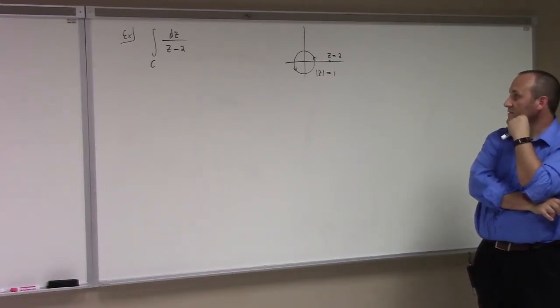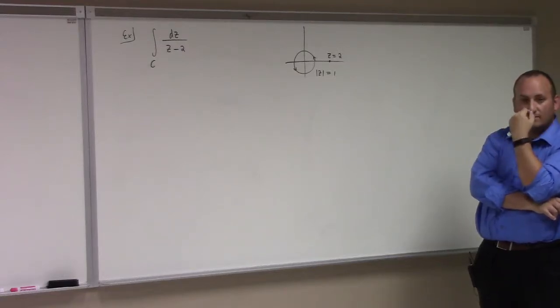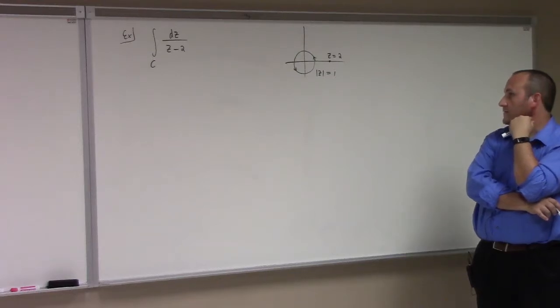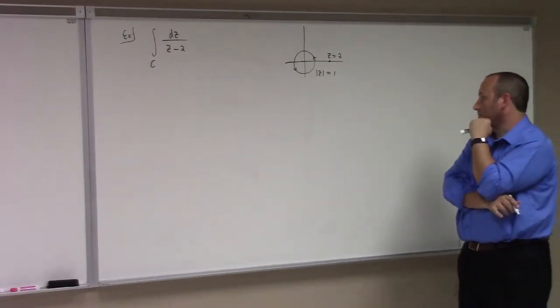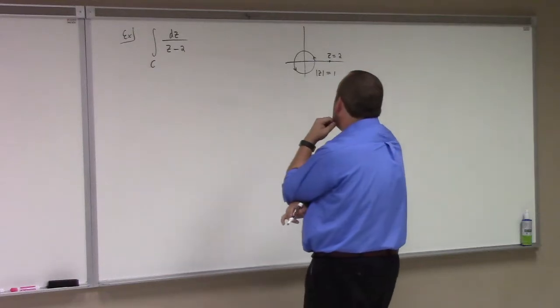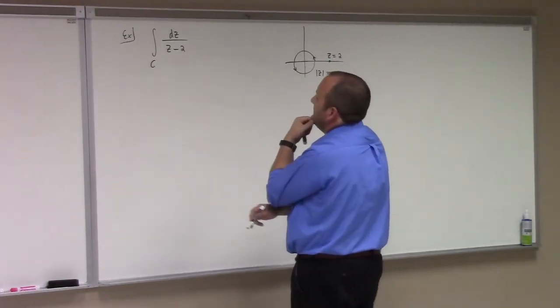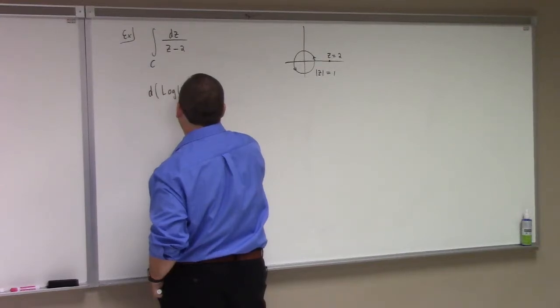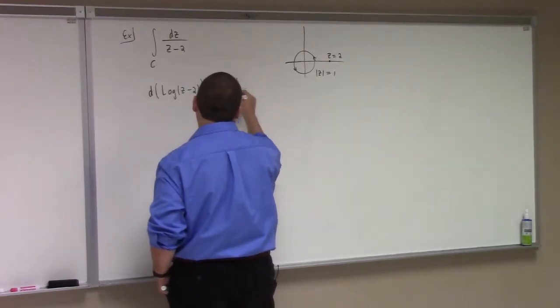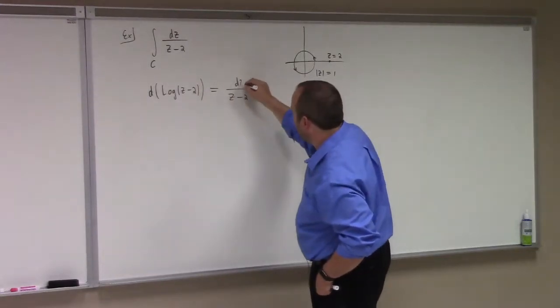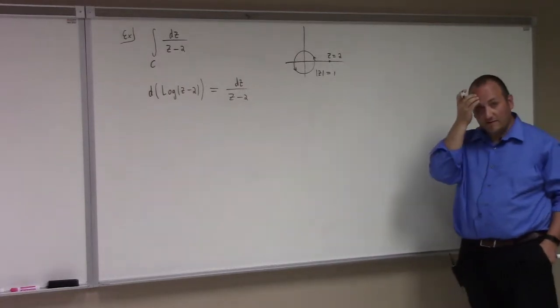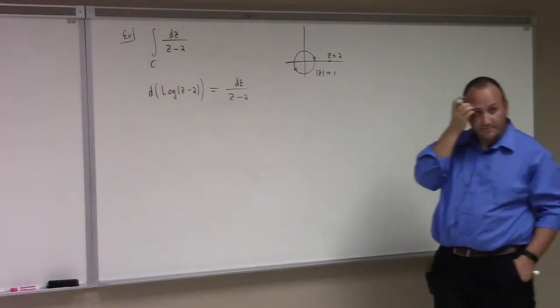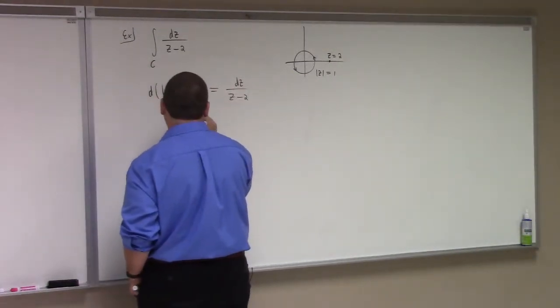Log of z minus 2. Which log? Maybe log sub pi. Let's start out with the principal log and see if that makes sense. The derivative is 1 over z minus 2, but for what? Where is that calculation legitimate? What do we need? We need that z minus 2 is not an element of what? Or more positively, z minus 2 is an element of what?